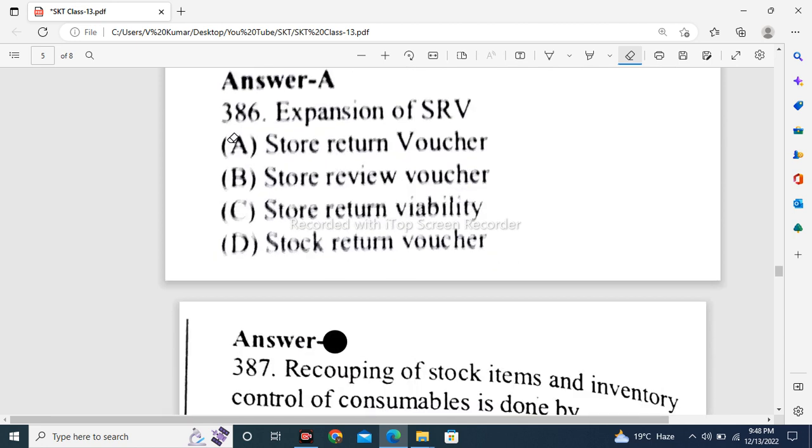Next है expansion of SRV. SRV क्या है? A. Store return voucher, B. Store review voucher, C. Store return viability, D. Store return voucher. सही आंसर है A. Stock return voucher. एक्सपेंशन ऑफ एसआरवी, एसआरवी का फुल फॉर्म है स्टॉक रिटर्न वाउचर.